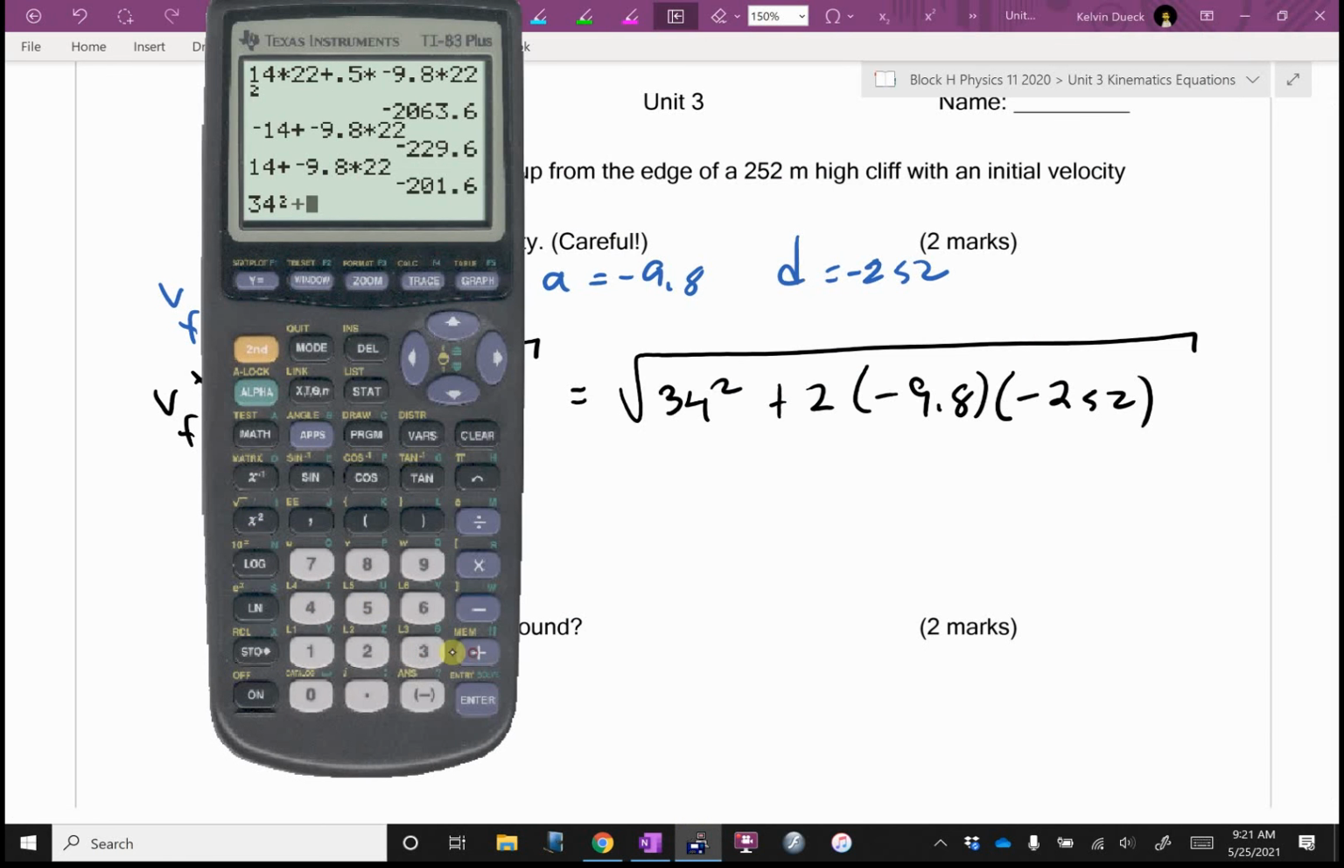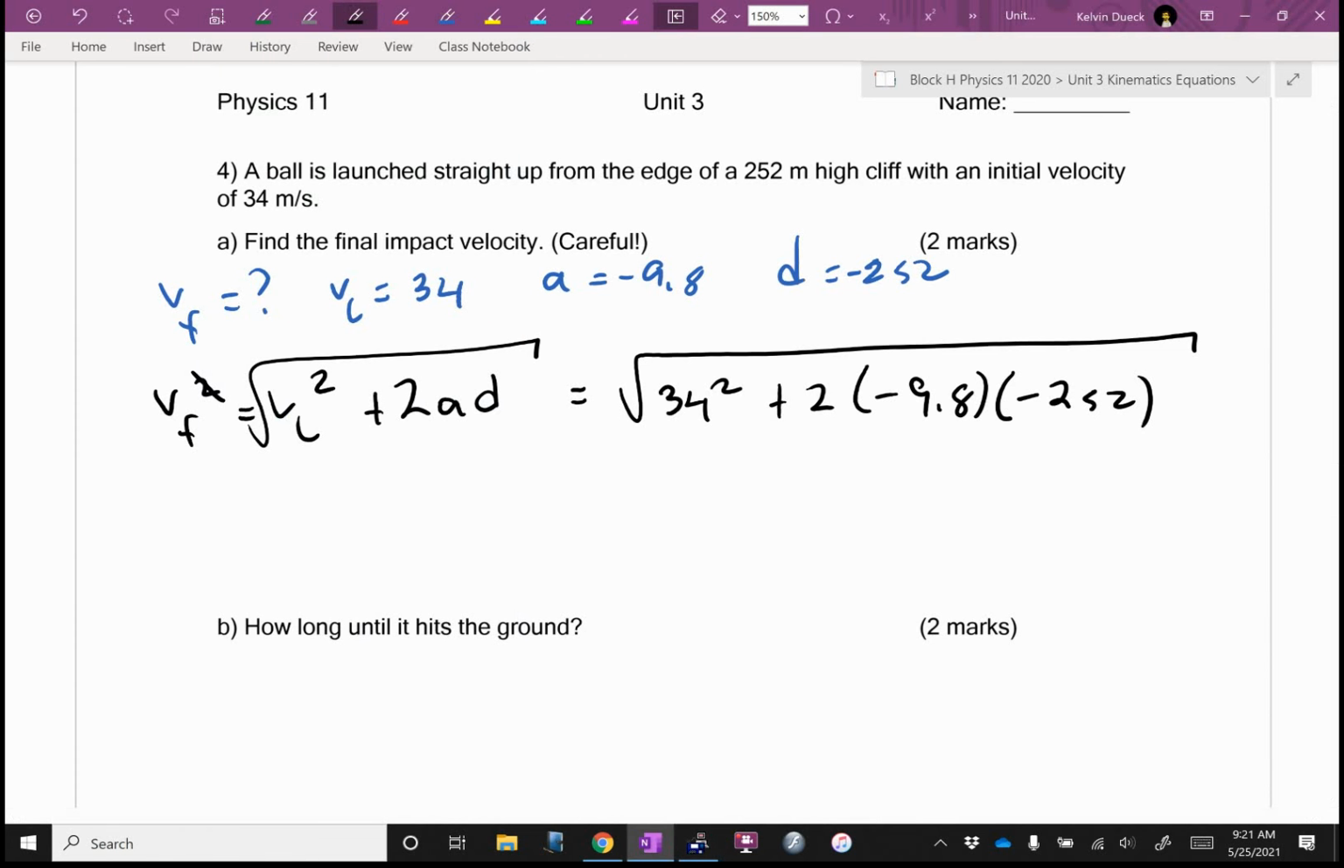34 squared plus 2 times negative 9.8 times negative 252. Oh, that's fast. Square root. And I got 78.1, so I wrote VF equals 78.1 meters per second.